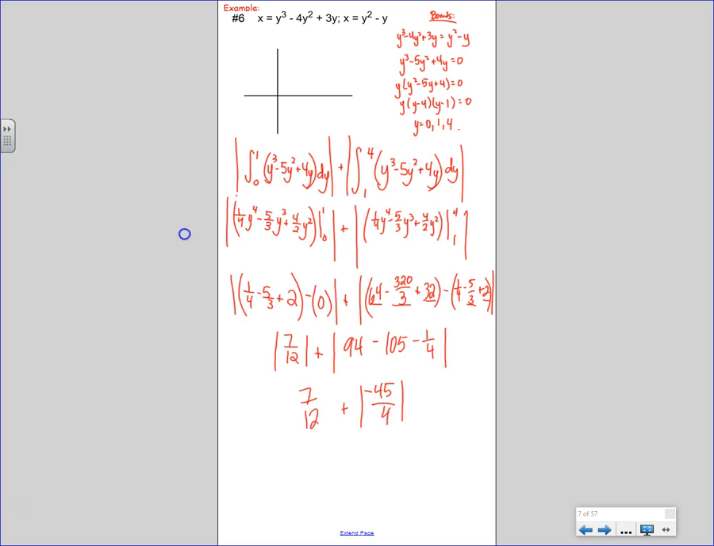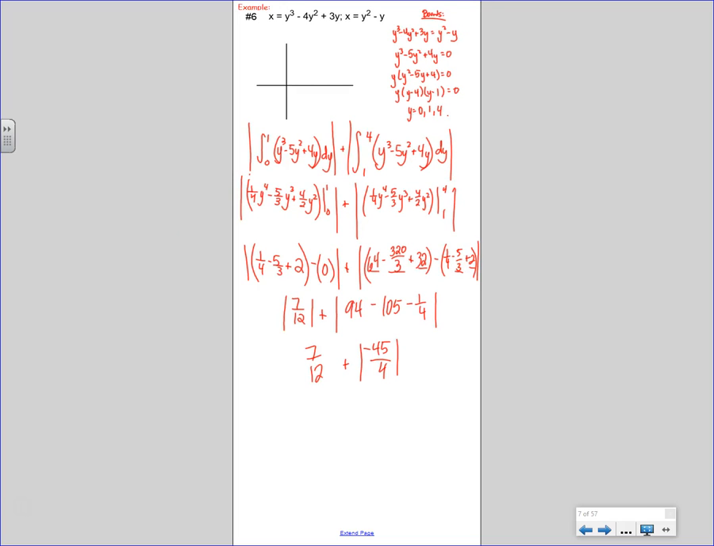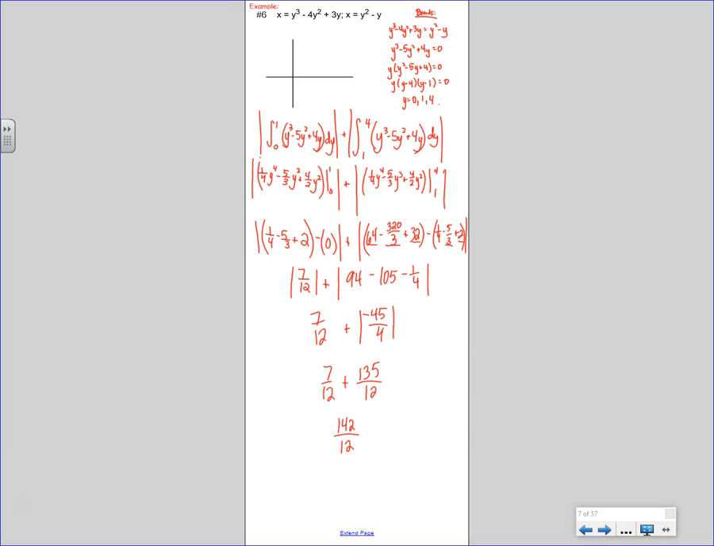7/12 just made him positive, but he stayed the same. To get 12ths, I could go ahead and make this one. He's going to be a positive because of the absolute value. Multiplied by 3 would be 135/12, which I think would be 142/12, which should be able to reduce, yeah? Yeah. 71/6. Nice. So we got there?